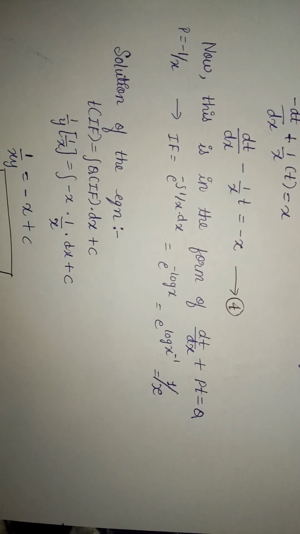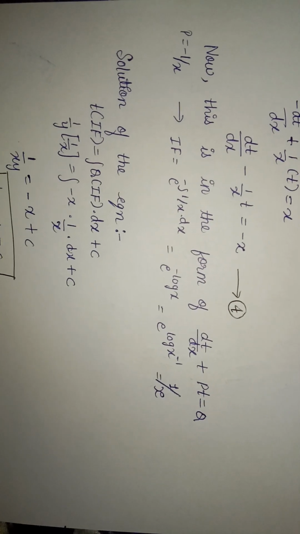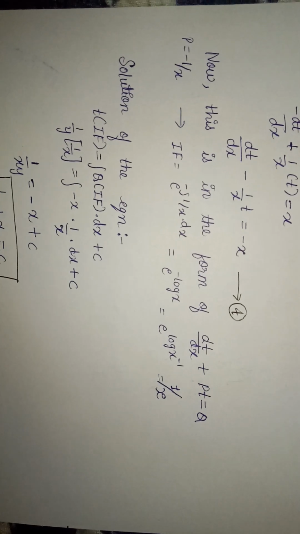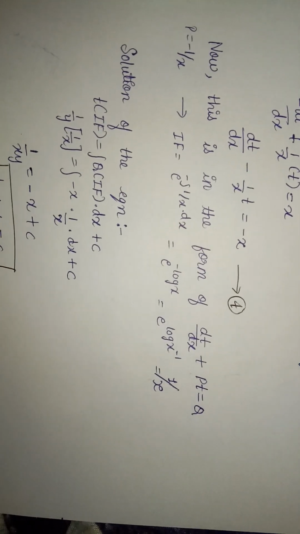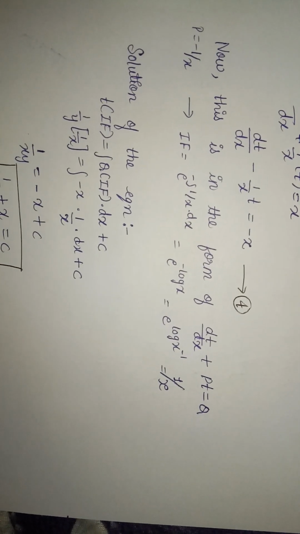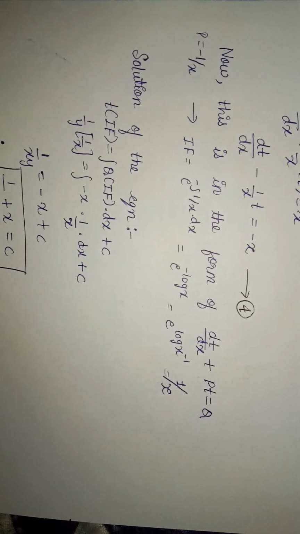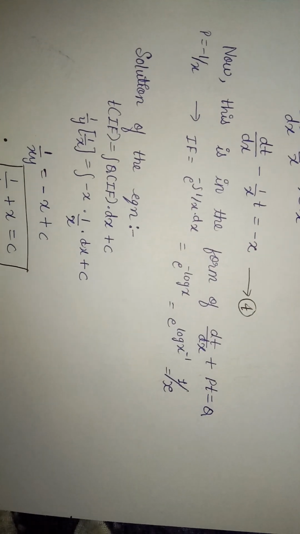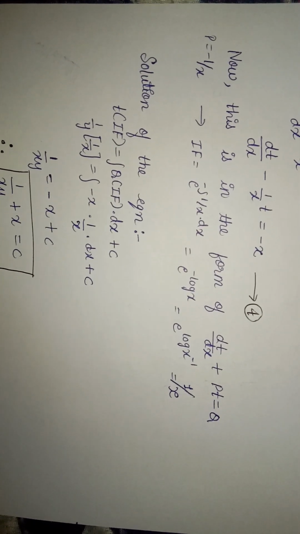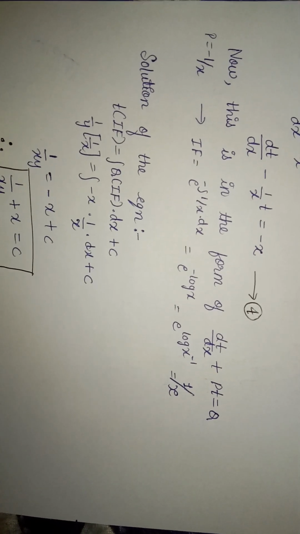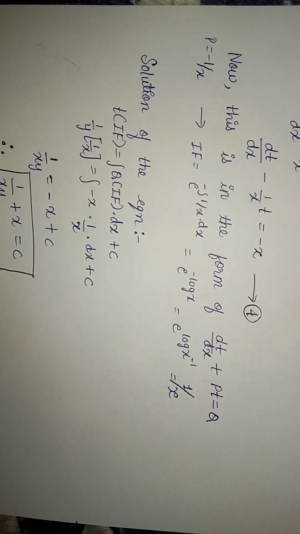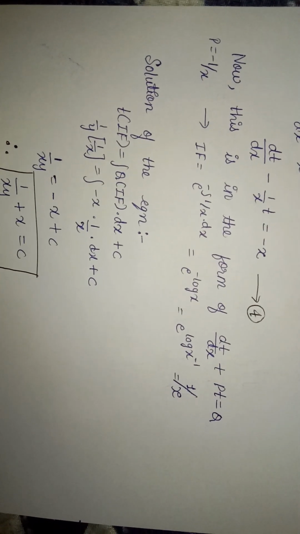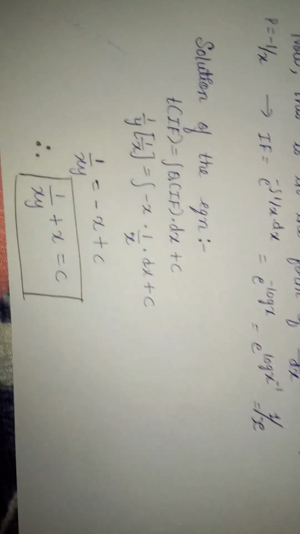So it will be easy to find the integrating factor, e to the power of integral p dx. So e to the power of minus integration of 1 by x dx. The integration of 1 by x is log x. So we will get e to the power of minus log x, where the minus goes to the exponent, giving e to the power of log x to the power of minus 1. As I told before, e to the power of log of any function is equal to that function. So e to the power of log x to the power of minus 1 equals 1 by x. Hence we got the integrating factor.